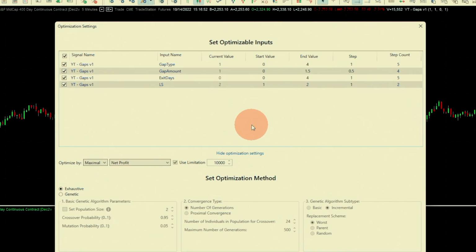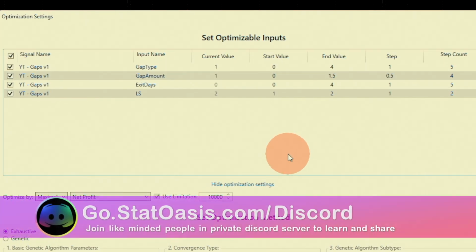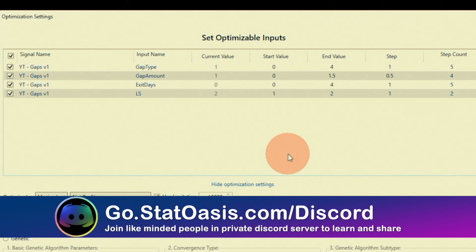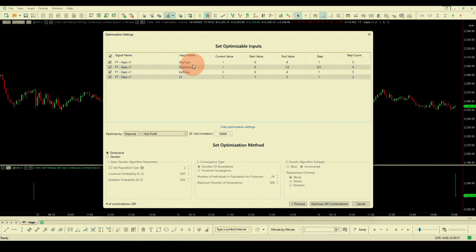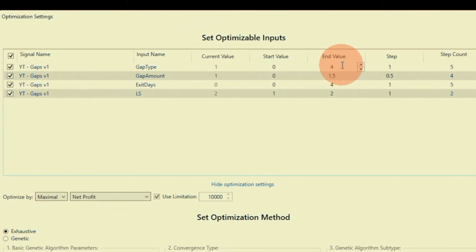So here is how we will find a gap strategy on any instrument. By the way, you can download the code for the strategy in the Discord server. So this is what we are looking for. The gap type, this is the zone. So it's either 1, 2, 3, or 4. So we go from 0 to 4 in step 1.